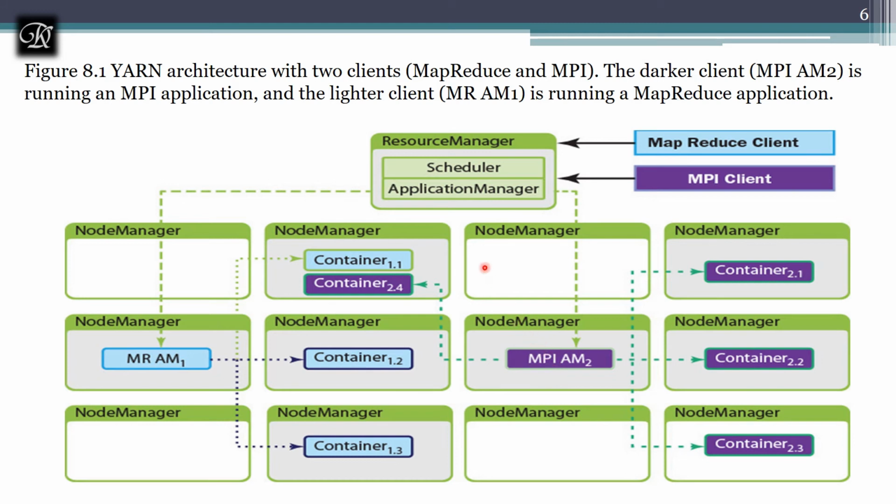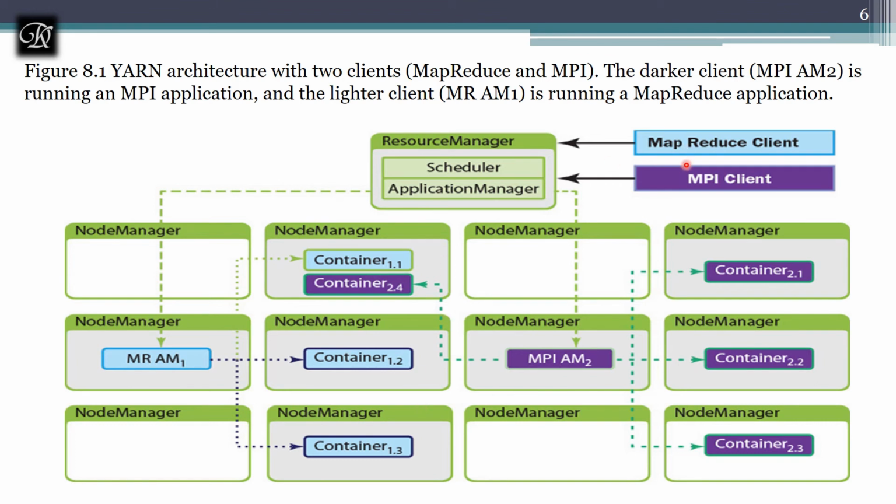So this is one simple example diagram showing the YARN architecture with two clients which are going to communicate using the message passing interface. You can notice the darker client, AM2, is running an MPI application, and the lighter client, AM1, is running a MapReduce application. So here, MPI, the darker client, and the lighter blue one, there are two tasks running: one is a MapReduce and one more is an MPI client.